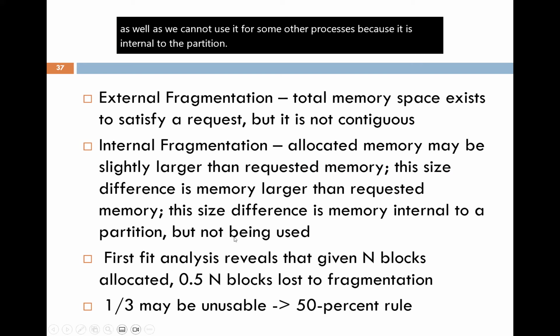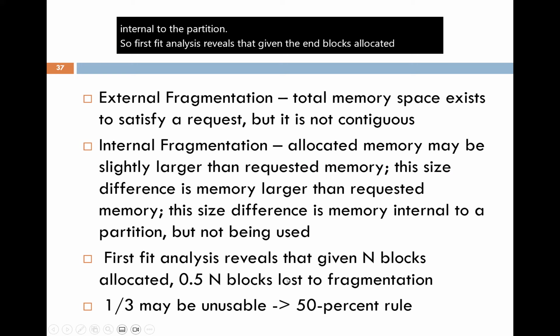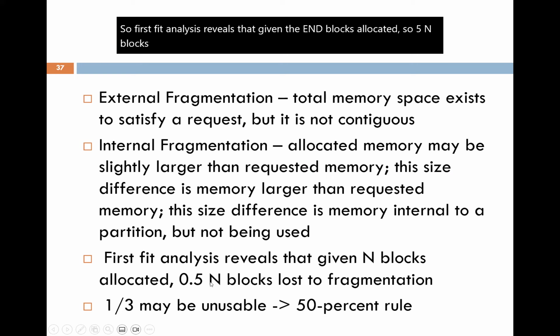First fit analysis reveals that, given N blocks allocated, 0.5 N blocks are lost to fragmentation. So the rule may be, you can say, that one third of memory may be unusable. That is the 50% rule.